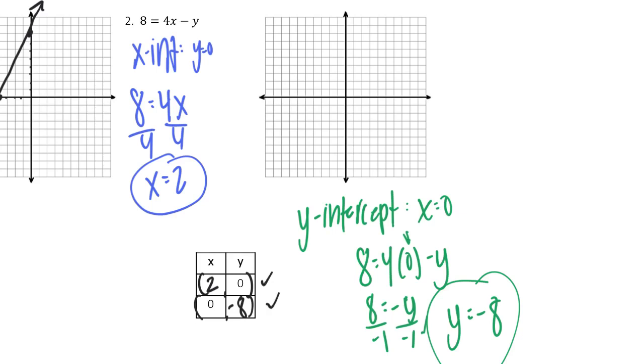Now you have 2 points. Go ahead and put them on the coordinate plane. Your x-axis should have a point at 2, 0. Your y-axis should have a point at -8. It's a linear function, so you can just connect those 2 points, and voila.